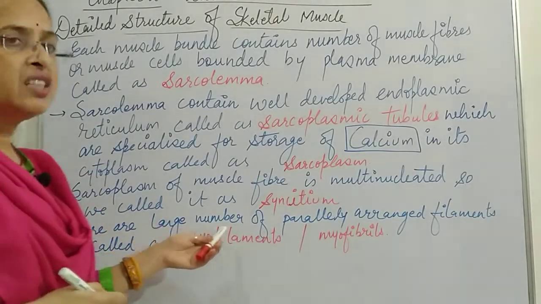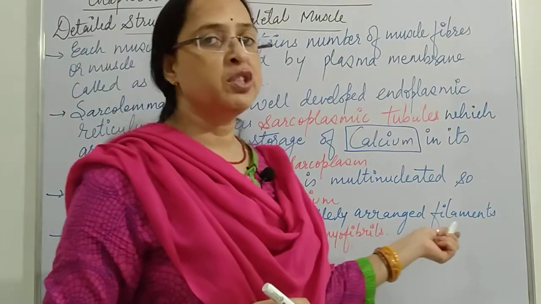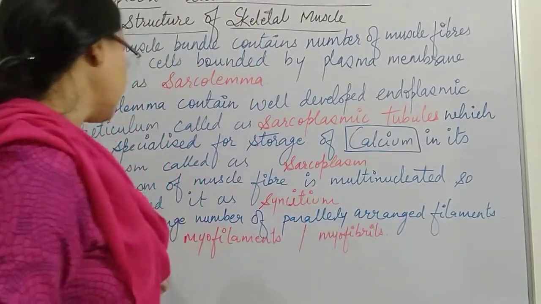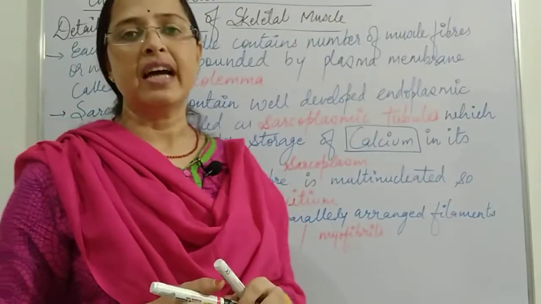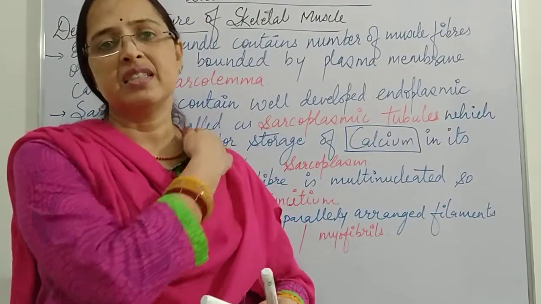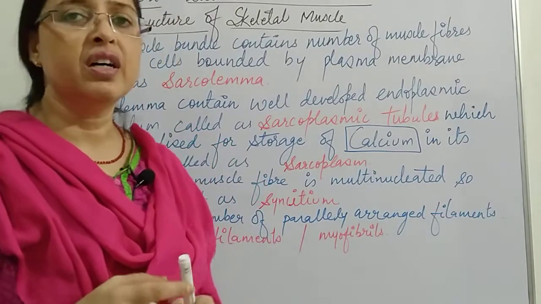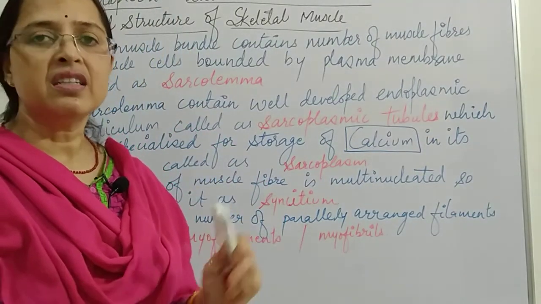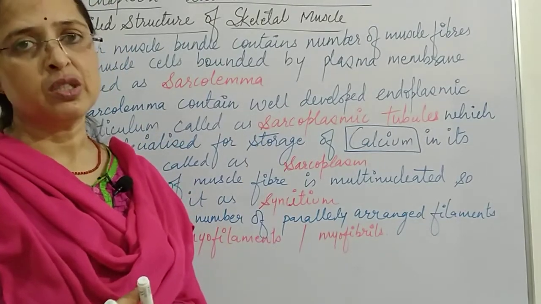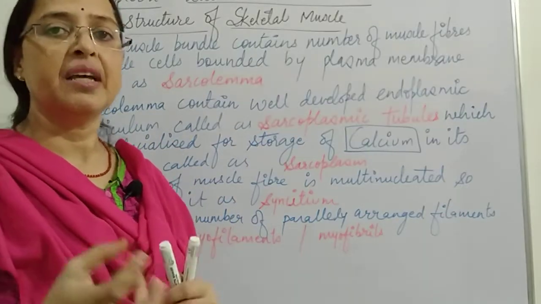There are a large number of parallelly arranged filaments present in the muscle cell. In the muscle cell, when I draw the diagram here, in the previous class I told you about the structure of the unstriated muscles. Okay, and in the striated muscles also, bands are there containing myofibrils.